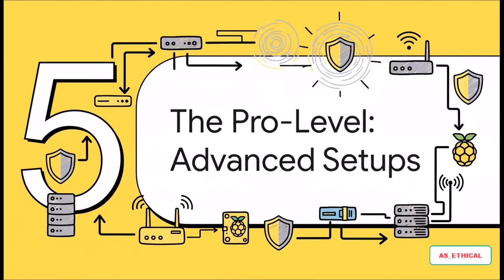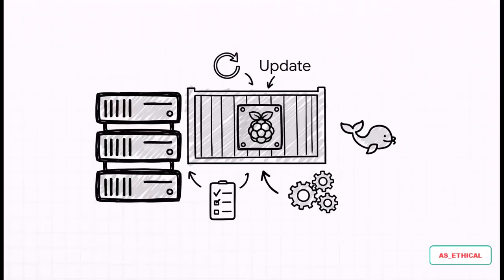But for those of you who want to take things to the next level, Pi-hole can be the starting point for some seriously pro-level network setups. For example, a ton of people run Pi-hole using something called Docker. It basically puts the whole thing in its own neat, tidy, isolated box. That way, it doesn't mess with anything else on your system, and it makes setting it up, updating it, and backing it up super simple and clean.